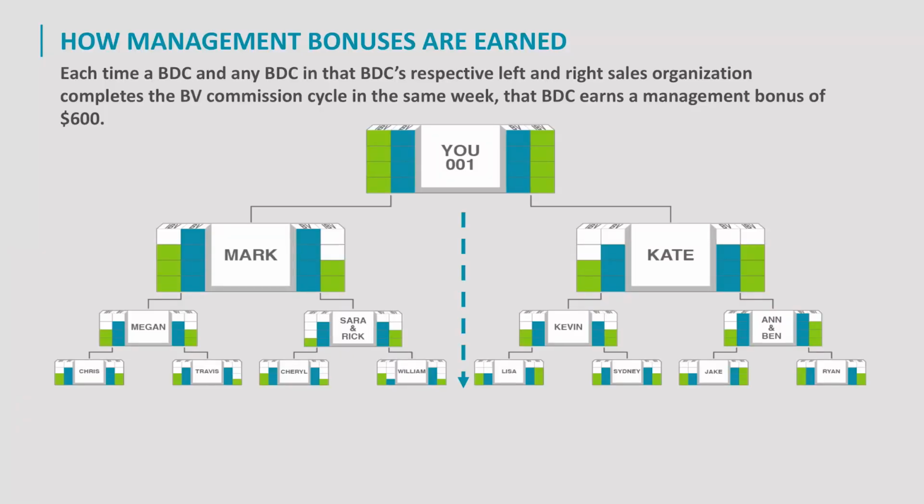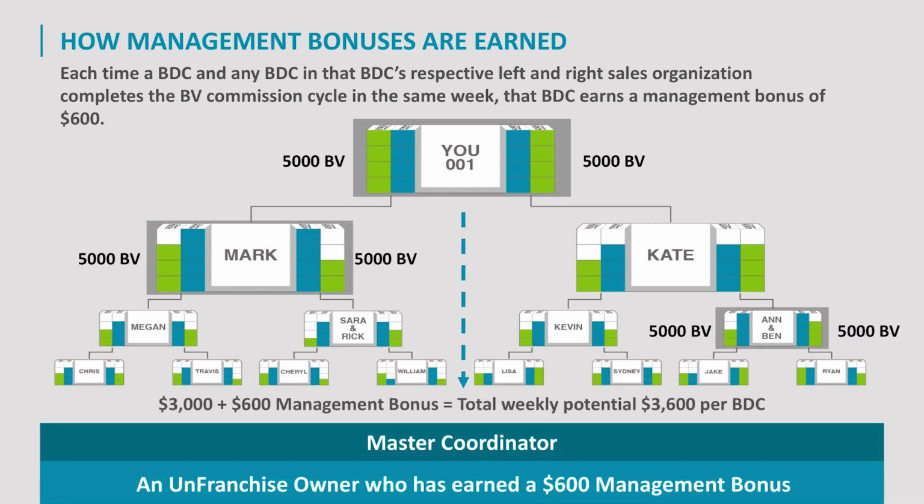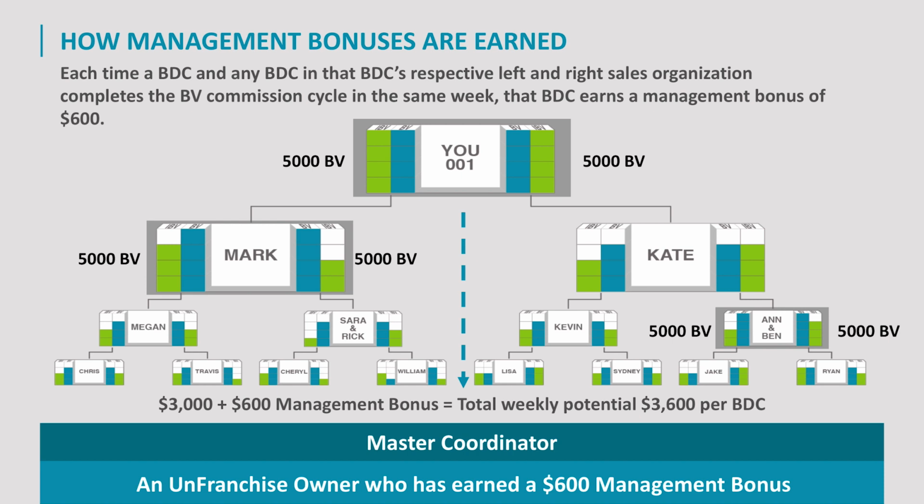How are management bonuses earned? Each time a BDC and any BDC in the respective left and right organization complete the BV commission cycle in the same week, the BDC earns a management bonus of $600. So as you take a look right here, you can see if you get to 5,000 and 5,000 BV, and one business development center on the left and one business development center on the right. They don't have to be people you personally sponsored. They can be anybody in the organization, but if they get to 5,000 and 5,000 on the left and the right side and earn a $600 commission as well, you'll receive a $600 management bonus.